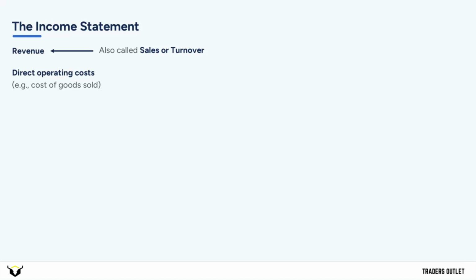Now, after deducting our direct operating expenses from revenues, we arrive at our first subtotal on the income statement, and we call this gross profit. Gross profit is simply revenue minus direct operating expenses. Now, whatever remains as gross profit can be used by the company to cover other indirect operating costs, interest costs, the costs related to taxes, and so on.